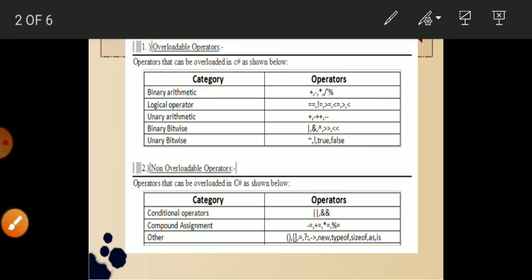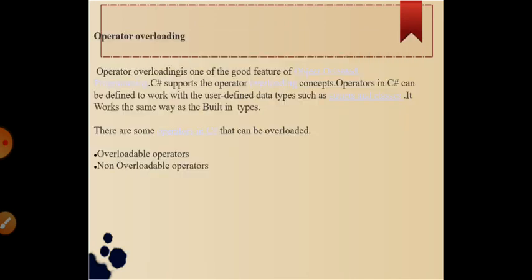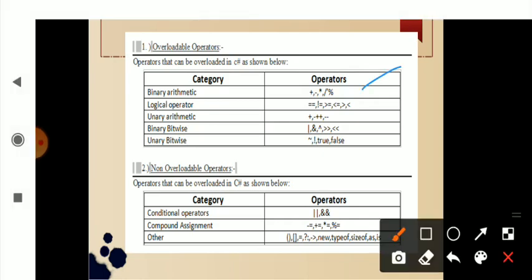There are various operators which are overloadable or non-overloadable. You have the binary arithmetic operators: plus, minus, multiplication. Then the logical operators: is equal to, not equal to, less than, greater than, less than or equal to. Unary arithmetic: plus, incrementing and decrementing. Then you have the binary bitwise operators, XOR, AND operation and OR operation. Then you have unary bitwise: negation, exclamation, nothing but not, true or false.